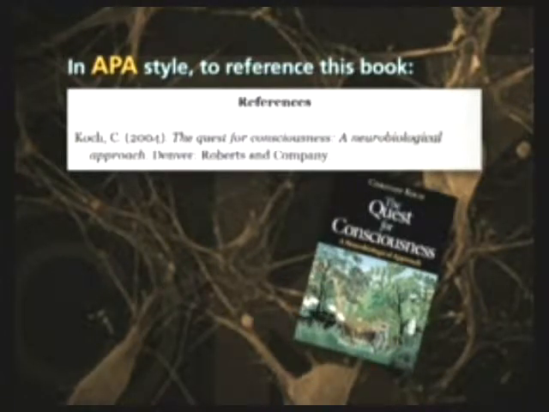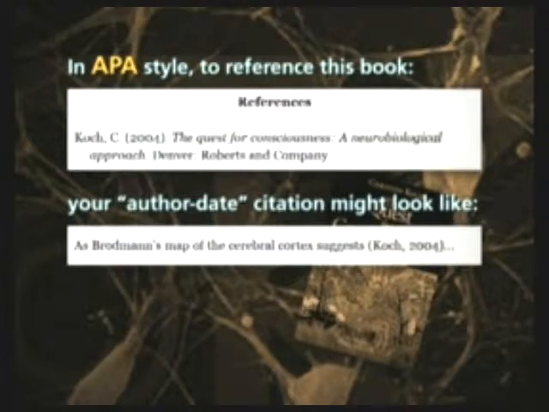So let's suppose in a psychology paper you want to refer to a book called The Quest for Consciousness, a neurobiological approach, written by Christoph Koch and published by Roberts and Company in Denver, Colorado in 2004. Okay, all of that publishing information would appear in the references list at the end of the paper. And if you want to cite some information within the text itself, here's how you would cite the information in the APA author-date format. You would do it like this.